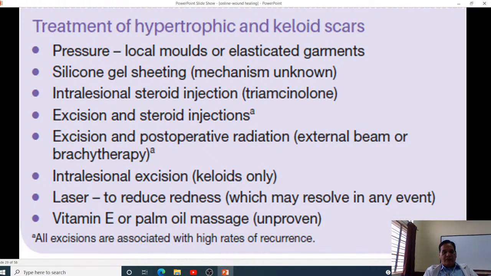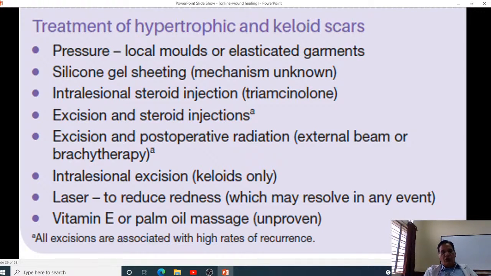What are you going to do for that? The basic treatment here is nothing. There is no classical treatment for keloid. But for hypertrophic scar, you can give elastic garments, that means a pressure garment, to prevent the growth of the tissues. Second, nowadays commonly used is silicone gel. That silicone gel gives pressure over that. We don't know the mechanism.